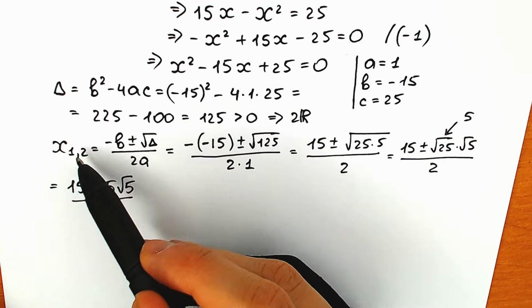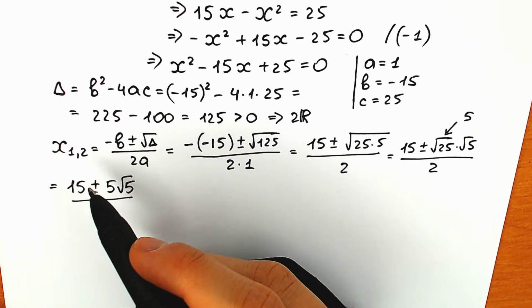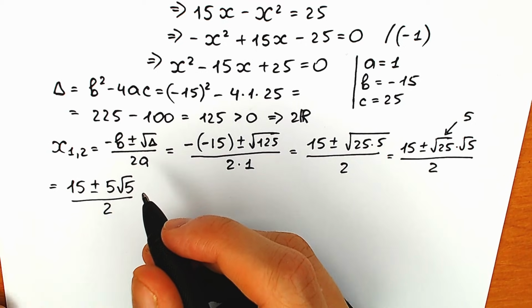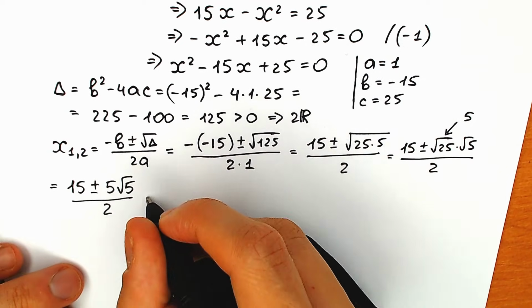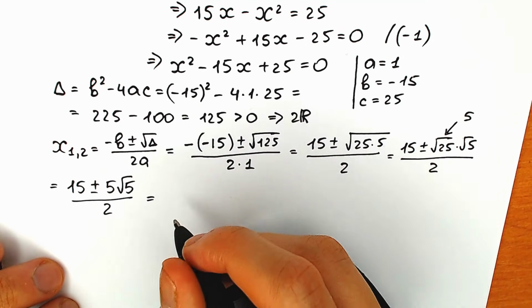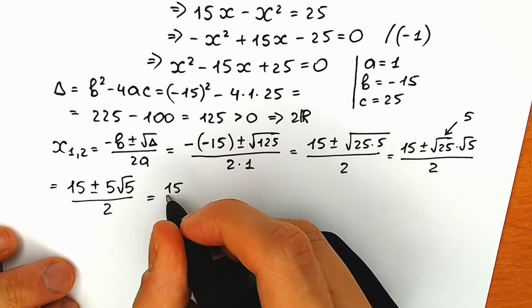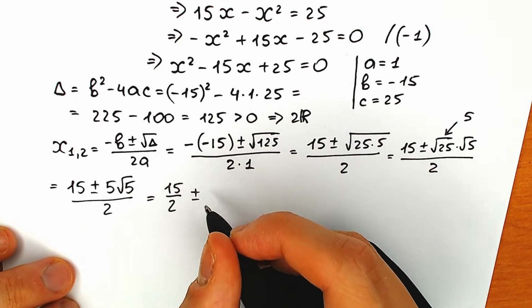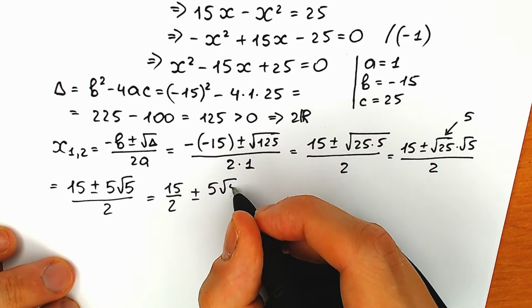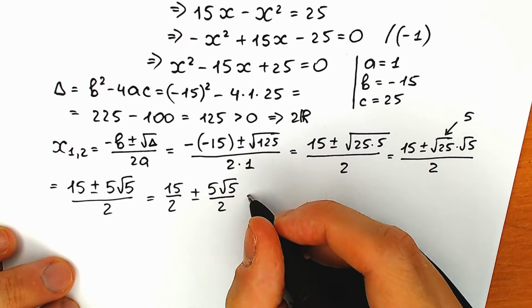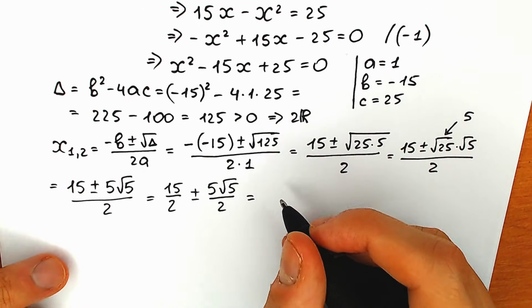And of course, there are a lot of ways we can solve the other part, because just keep in mind that we need to solve this question also for y. So for further calculations, of course, this is up to you. I'm going to use a decimal way. I'm going to divide 15 over 2, so I'm going to write it like that: 15 over 2 plus minus 5 square root of 5 over 2.